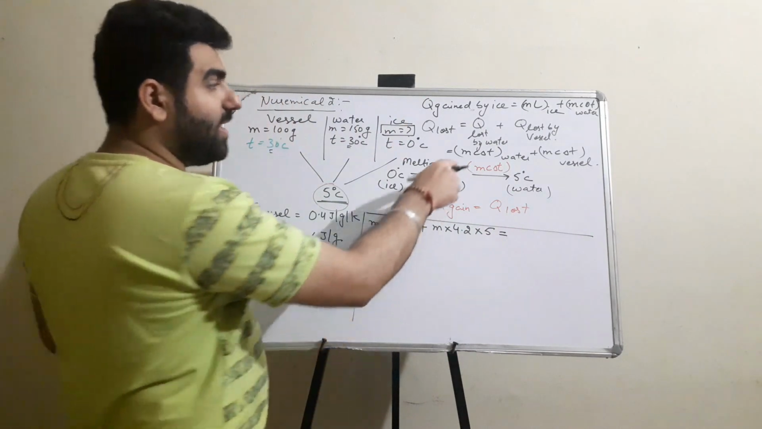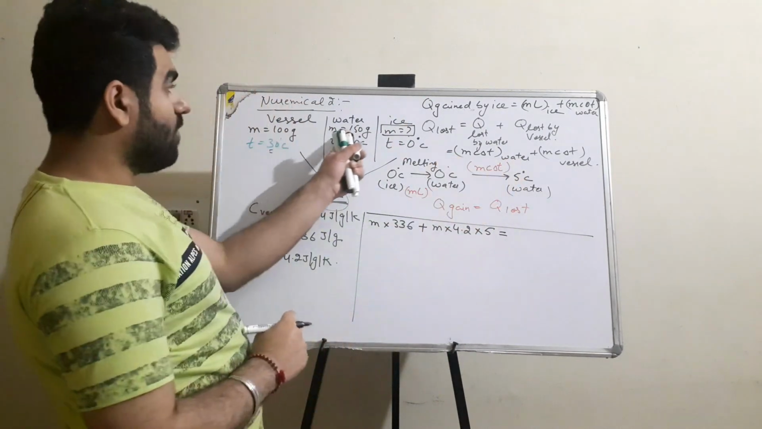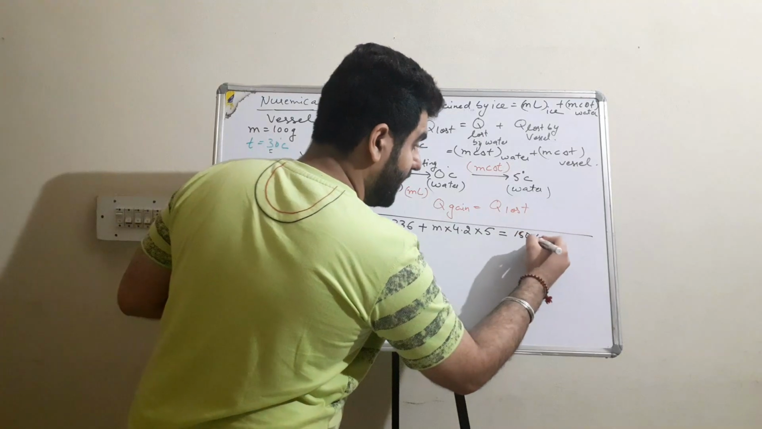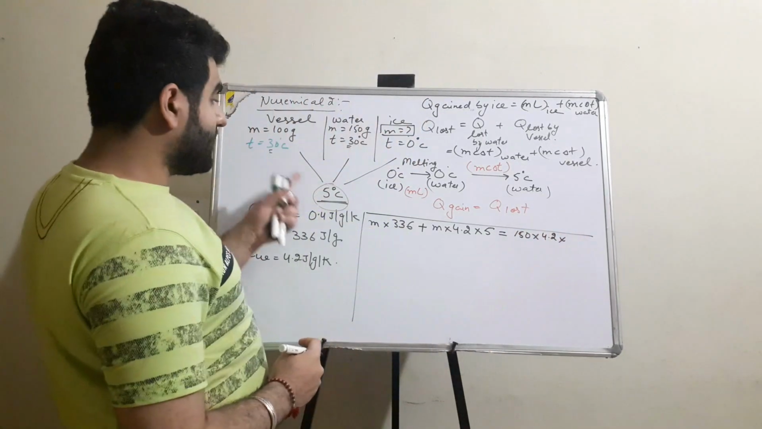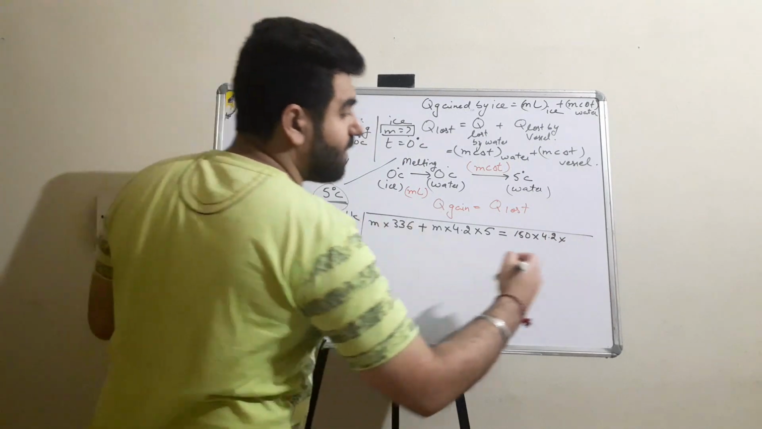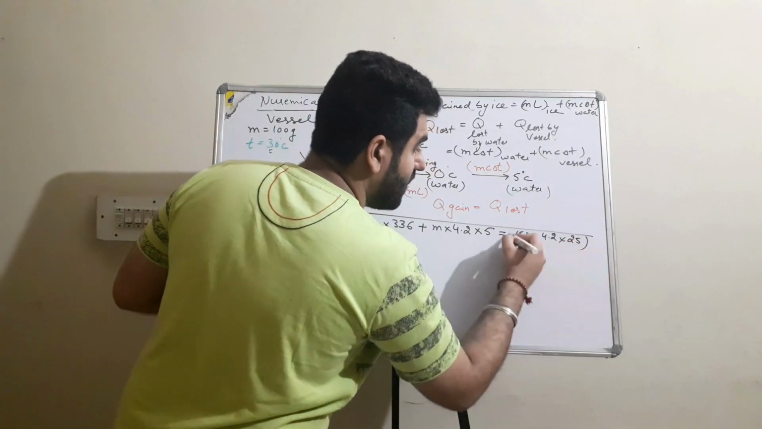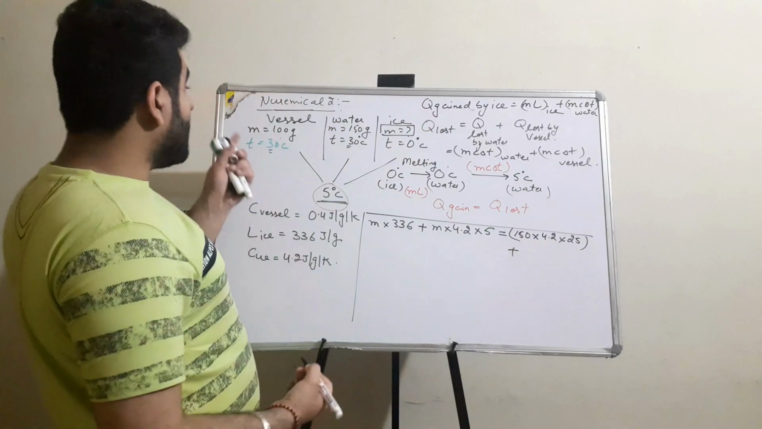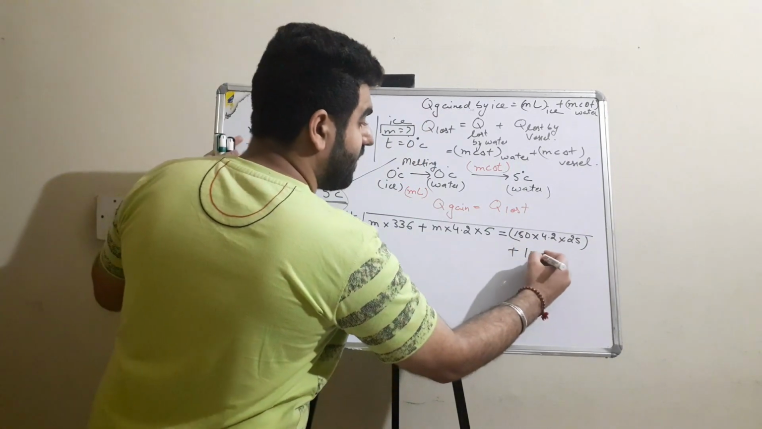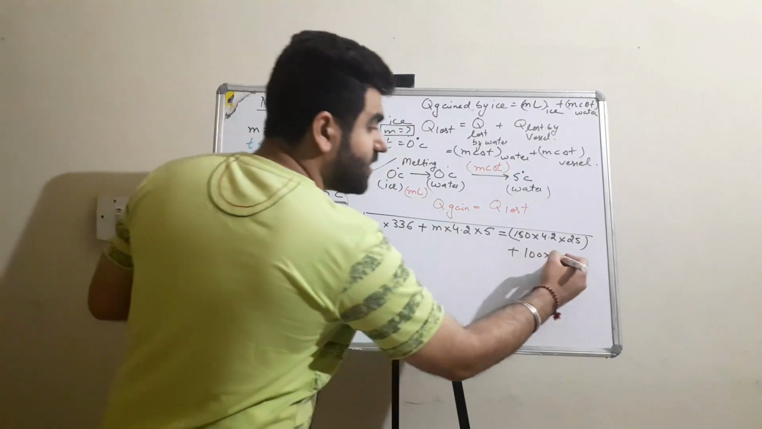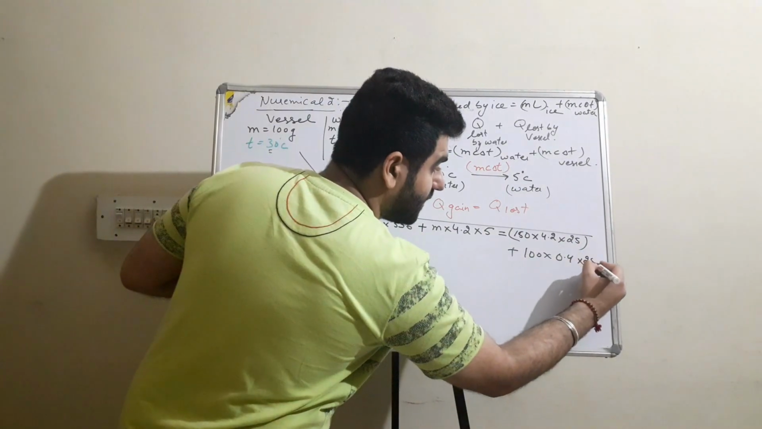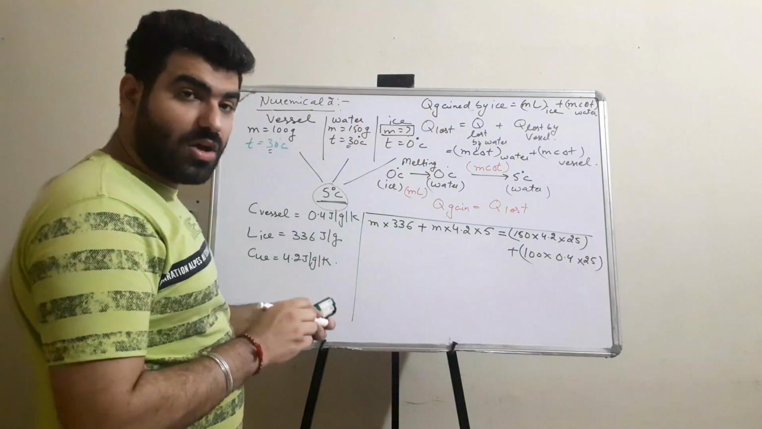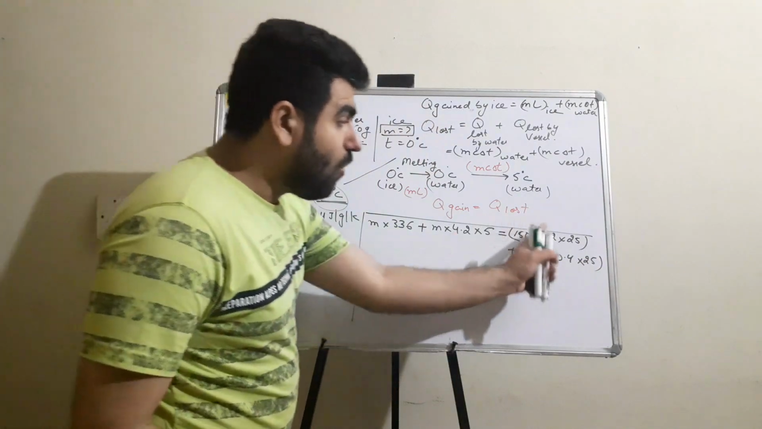The second equation will be M of water. Here we know the mass of water is 150. Specific heat of water is 4.2. Change in temperature is 30 to 5. That is 30 minus 5. So it is 25. This is for water. Plus mass of vessel is 100. Specific heat of vessel is 0.4. Change in temperature is 30 to 5. That is 25. Alright. So here we know all the things.